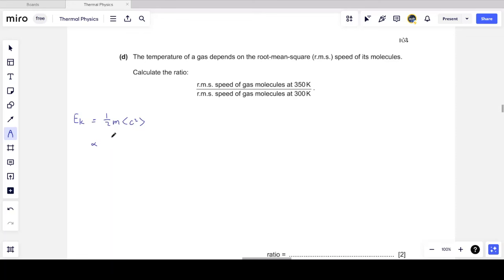And what I also know is that Ek is equal to 3/2 kT, or it's proportional to temperature. So what this means, and you don't need to write the first bit that I've done, is you need to remember that mean square speed is proportional to temperature. Not root mean square, but mean square speed.